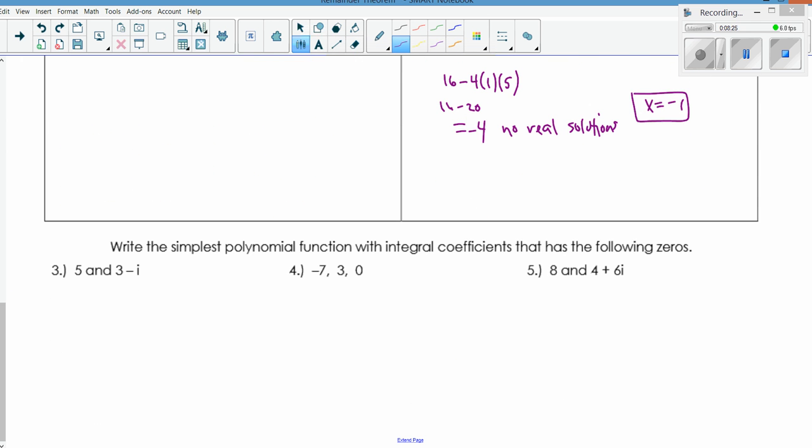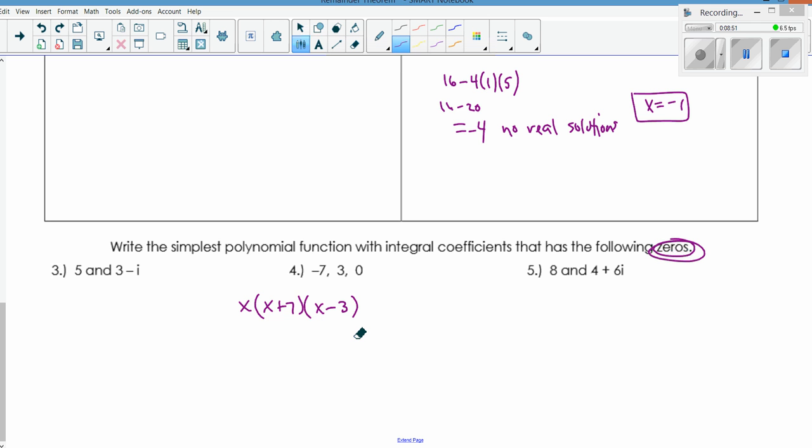Okay. Next, write the simplest polynomial function with integral coefficients that has the following zeros. Remember, zeros means that they're your factors. So actually, we're going to start with number 4, so it's a little bit easier one. If I want to have negative 7, I would have to say x plus 7. For positive 3, I'd have to say minus 3. And then the fact that that's a 0 just means that I would put an x on the outside, because I'm not going to say x minus 0.